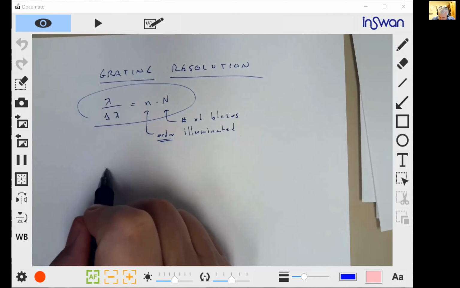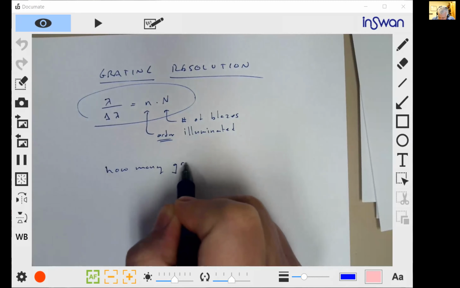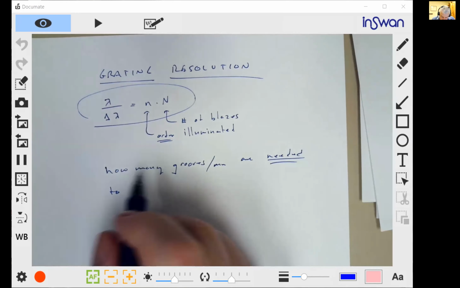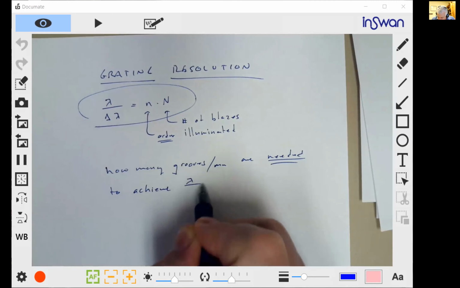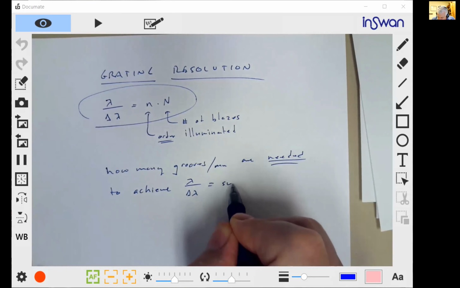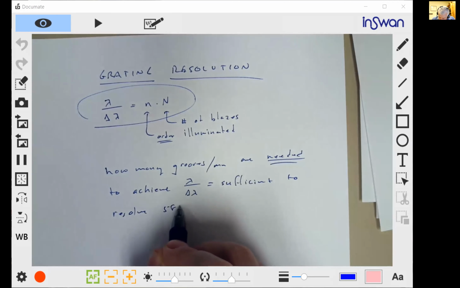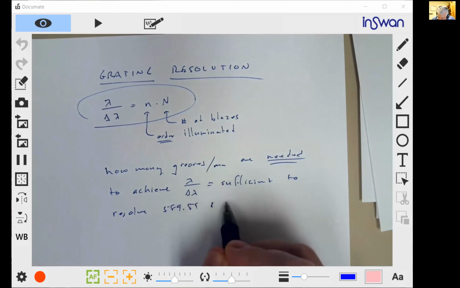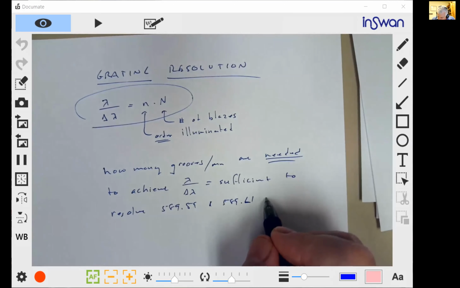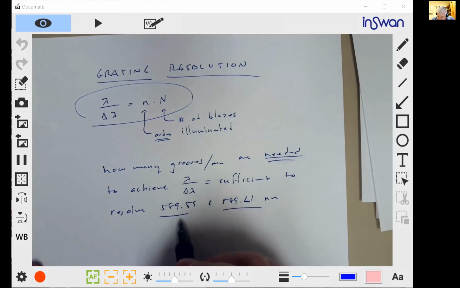Okie doke. So the grating resolution problem is what resolution, or how many grooves per millimeter, are needed to achieve lambda over delta lambda sufficient to resolve 589.59 and 589.61 nanometers. These are the sodium D-line doublet.